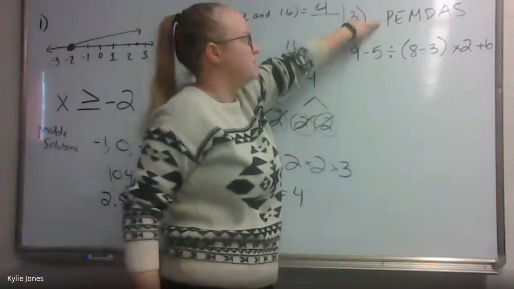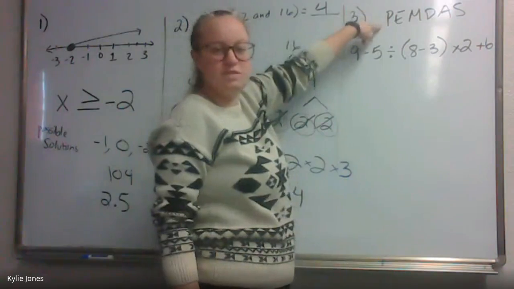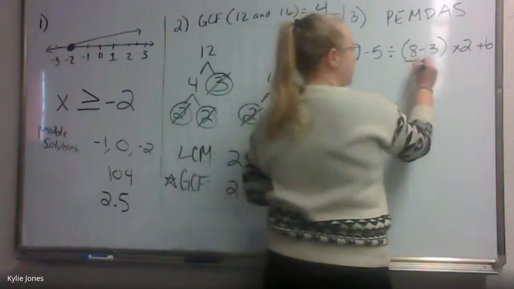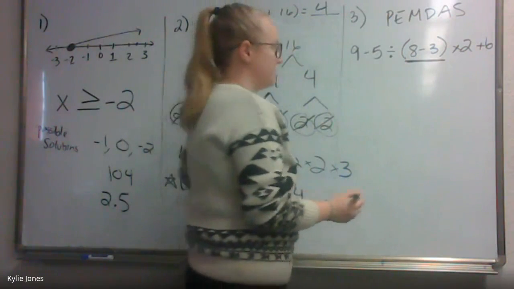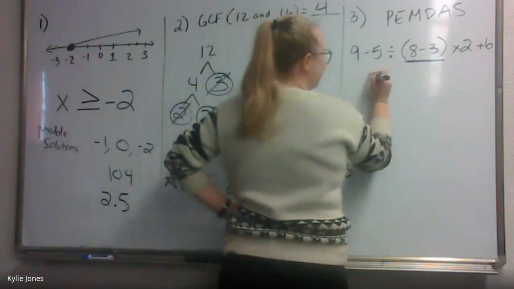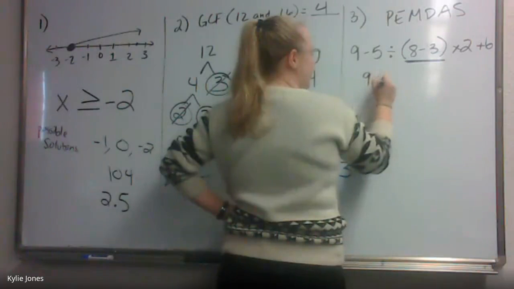So, what does the P stand for? Parentheses. Do we see parentheses that we need to solve? Yes. So our first step is to do our parentheses. What is 8 minus 3? 5. It's 5. So we need to drop down everything else.